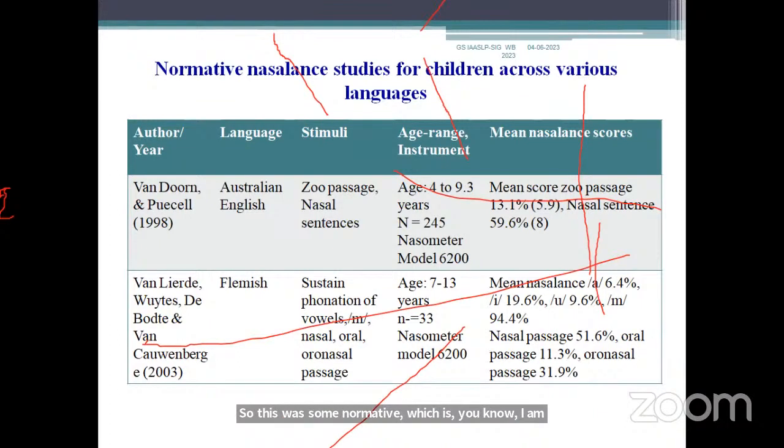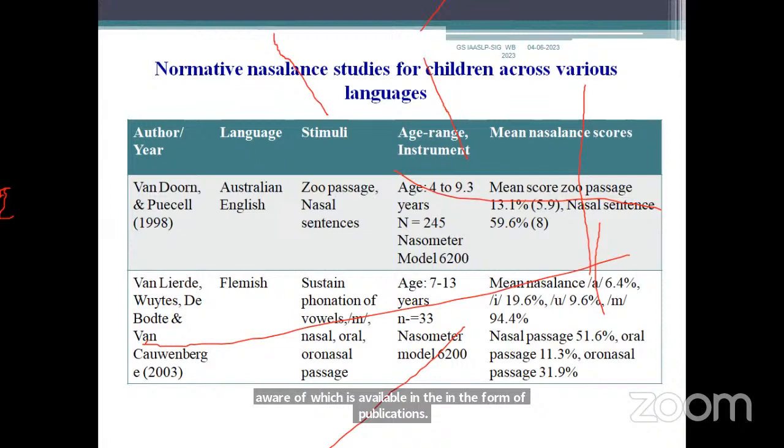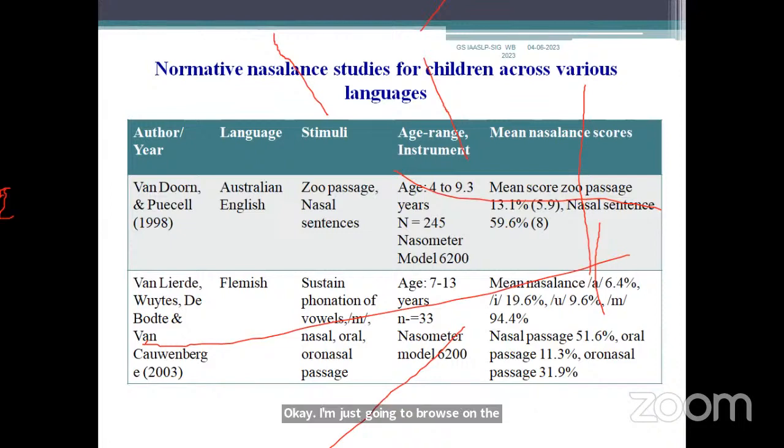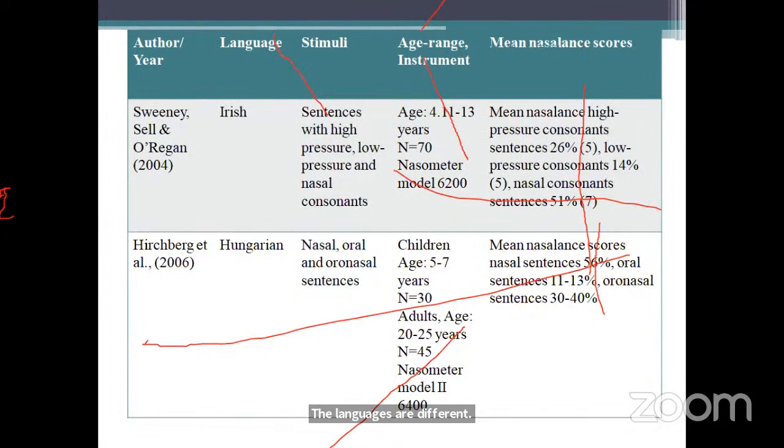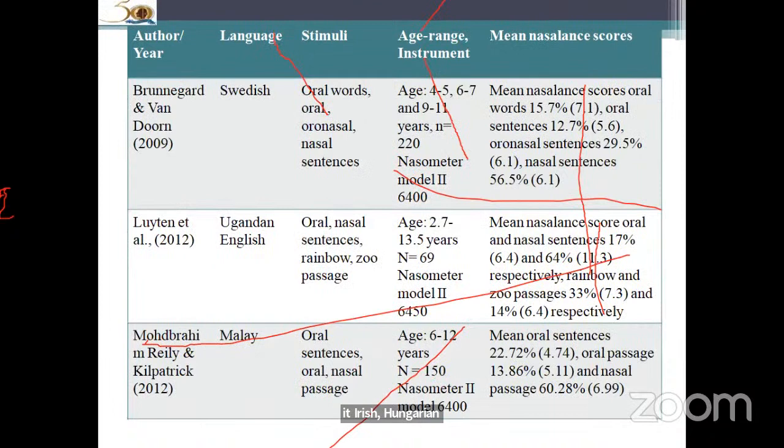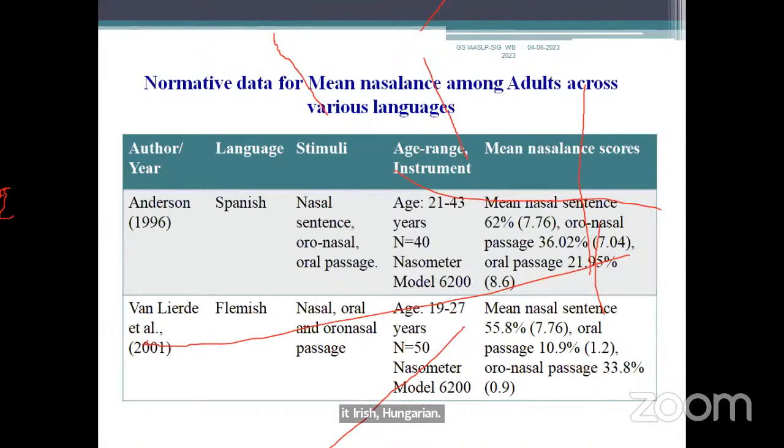I'm just going to browse through. The languages are different: English, Flemish, Spanish, Irish, Hungarian, Swedish, Ugandan English, Malay, Spanish. Again, in the model also it makes a lot of difference what model they have used. It's 6200, 6450, and all those things play a major role in assessing with the nasometer.